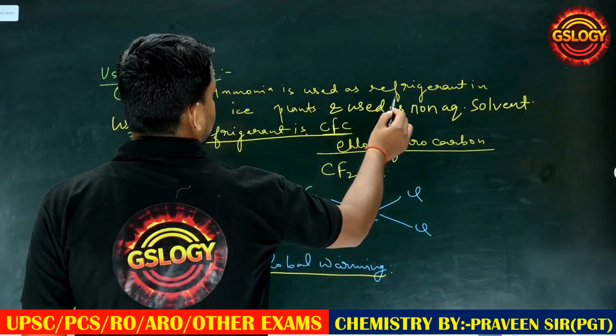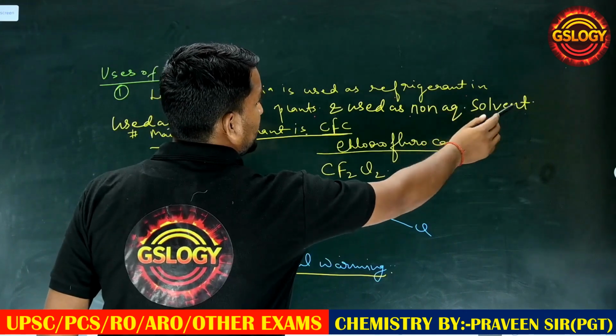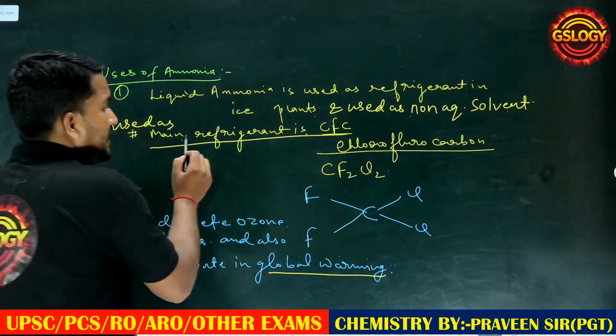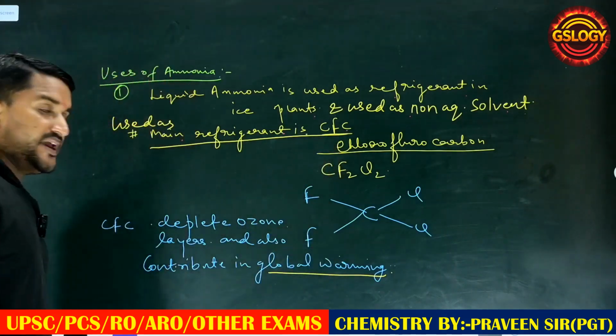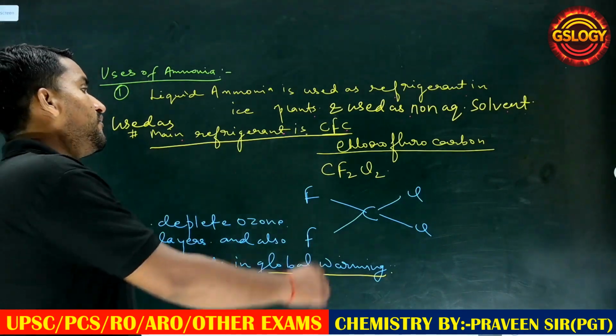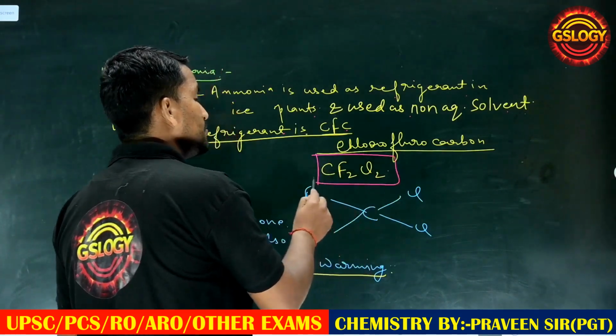Next topic is the uses of ammonia. Liquid ammonia is used as a refrigerant in ice plants and as a non-aqueous solvent. Another main refrigerant is CFC. CFC means chlorofluorocarbon, for example CF2Cl2.